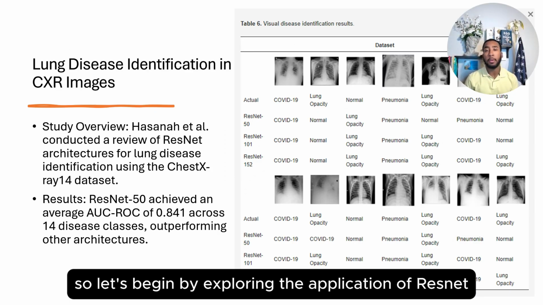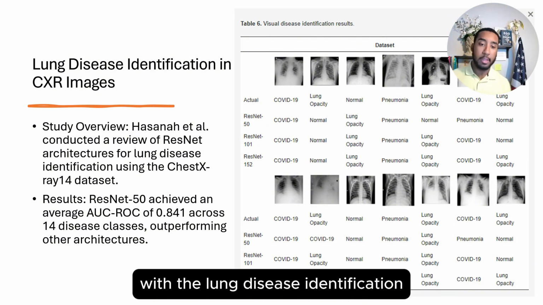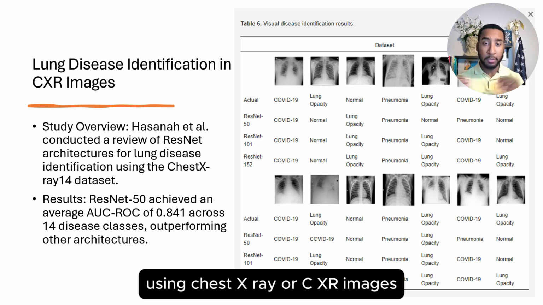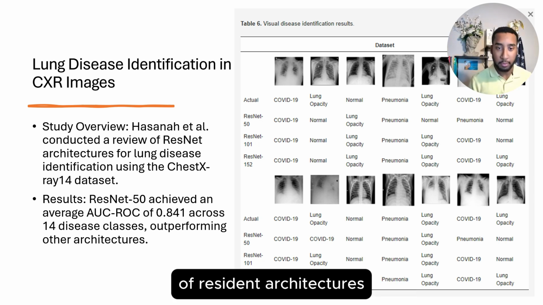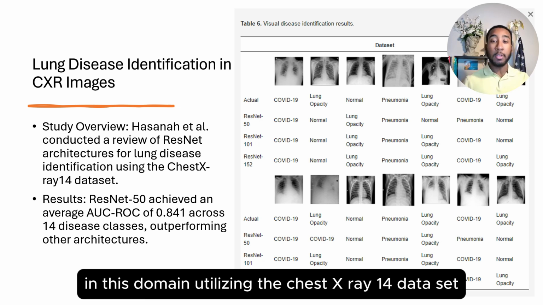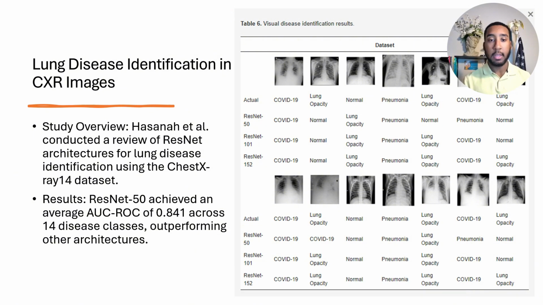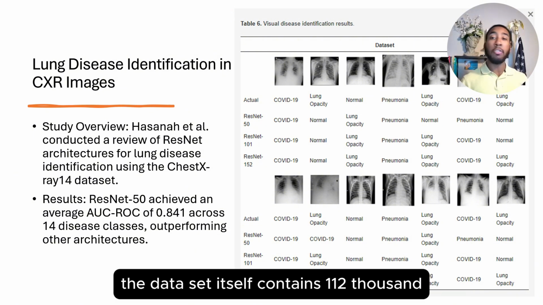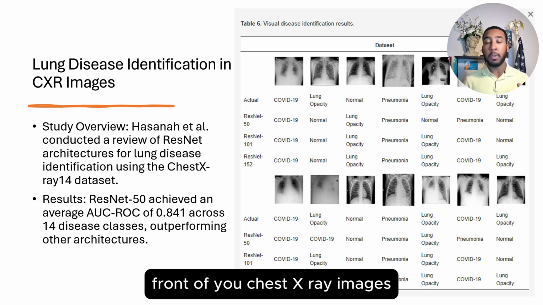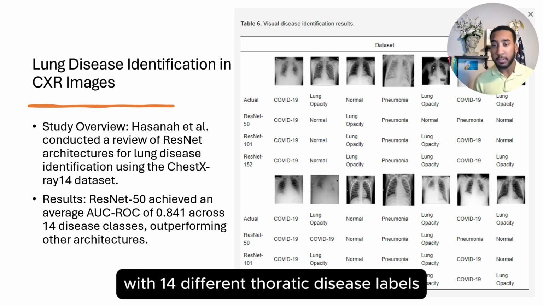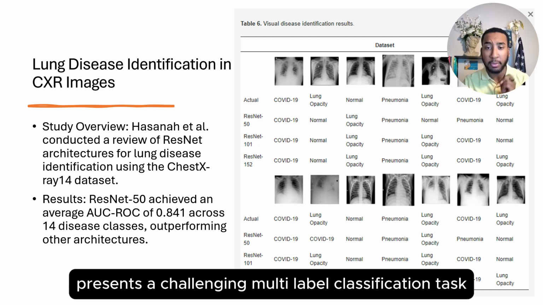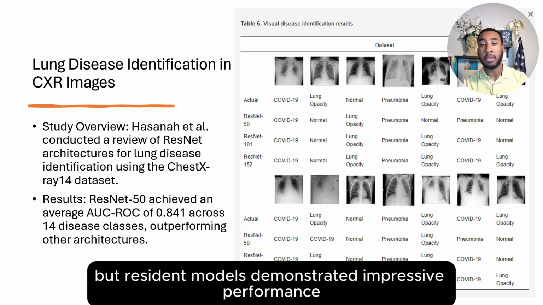So let's begin by exploring the application of ResNet with lung disease identification using chest X-ray, or CXR, images. My reference, Hassana and their team, conducted a comprehensive review of ResNet architectures in this domain utilizing the chest X-ray 14 dataset. The dataset itself contains 112,000 frontal view chest X-ray images from about 31,000 unique patients with 14 different thoracic disease labels.